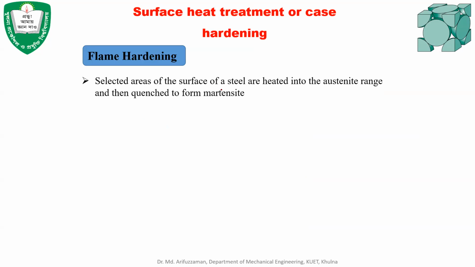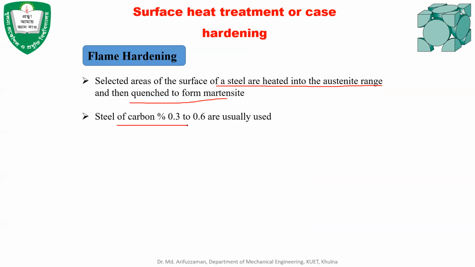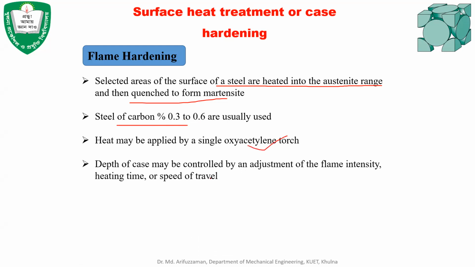Selected areas of the surface of a steel are heated into the austenite range and then quenched to form martensite. It is basically a hardening method, but instead of hardening the whole structure, only the surface is hardened. Steels with carbon percentage of about 0.3 to 0.6% are usually used. Heat may be applied by a single oxyacetylene torch, and the depth of the case may be controlled by adjusting the flame intensity. That means the flame temperature, heating time, and speed of flame travel can be adjusted to obtain various case depths.